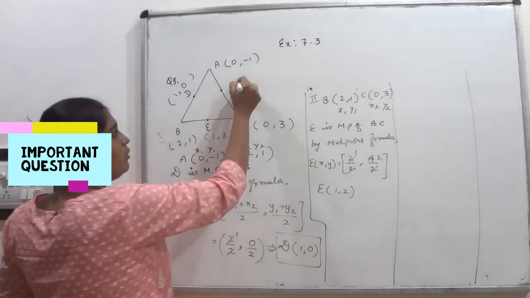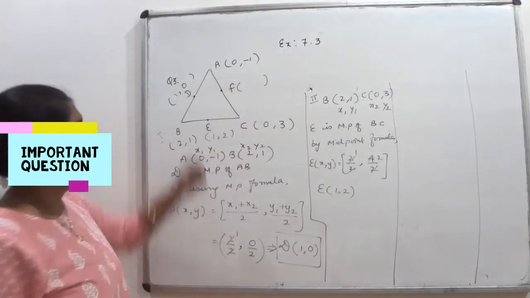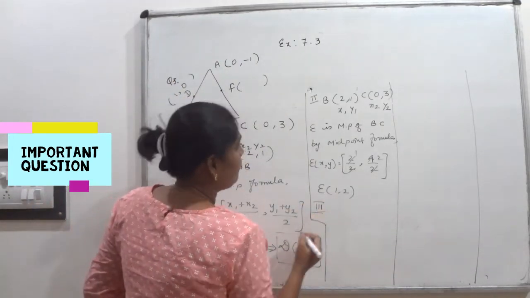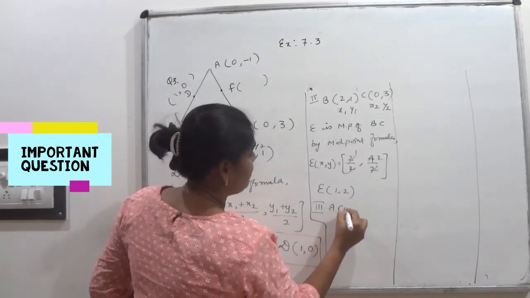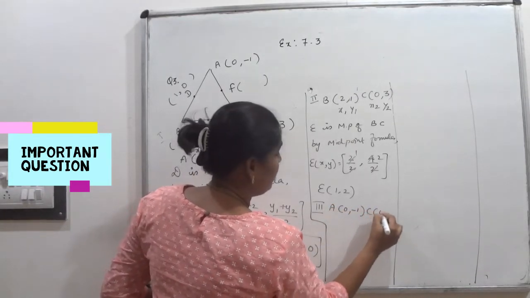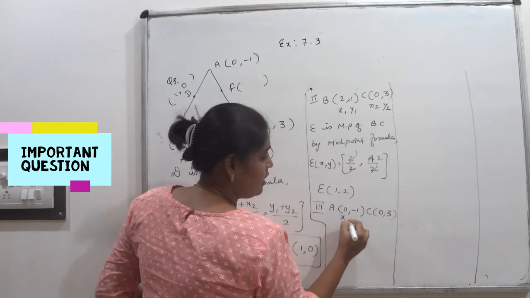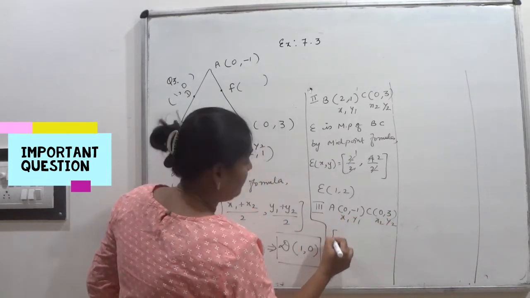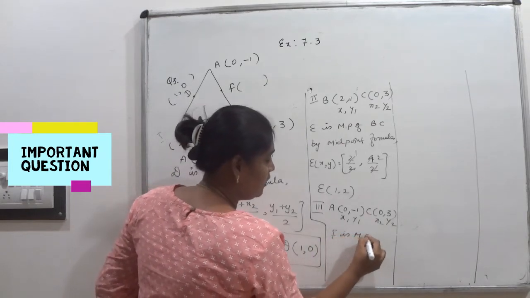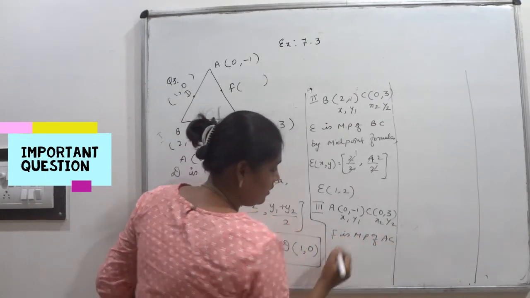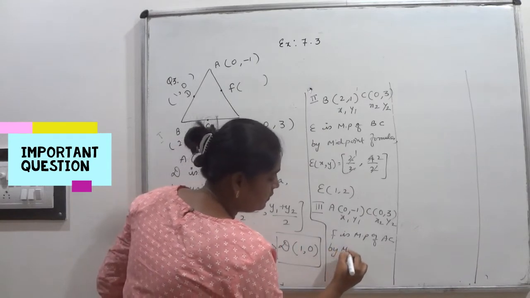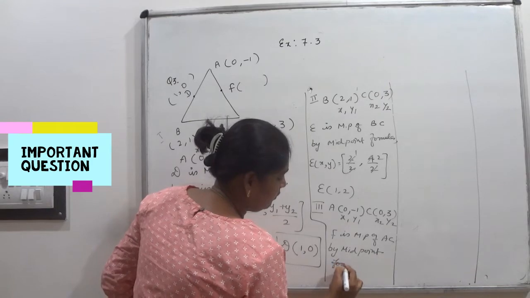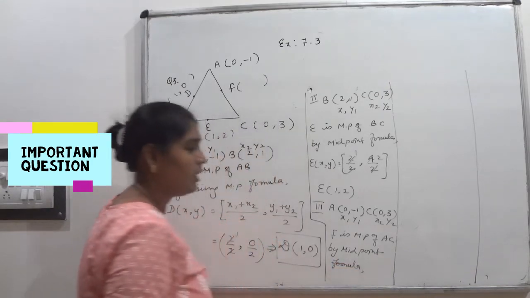Then you have to find the F coordinate also. F is the midpoint of AC. So write it here. A point, that is (0, -1), and C point, that is (0, 3). x1, y1, x2, y2 I marked. Then write it, F is the midpoint of AC. By the midpoint formula, we can find the coordinates of F.